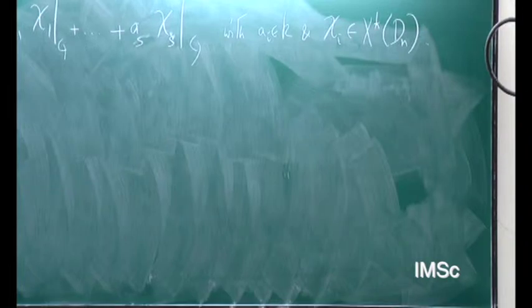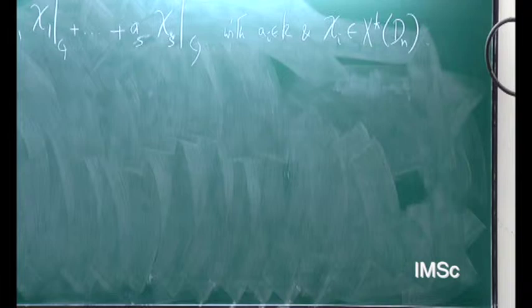What is the image of X star Dn? What does this mean? This is just the restriction of a function from Dn to G, right? So I take characters here. So the restrictions of all the characters form a spanning set. So in particular this chi, but chi 1 restricted to G is a character, chi S, all these restrictions are characters.